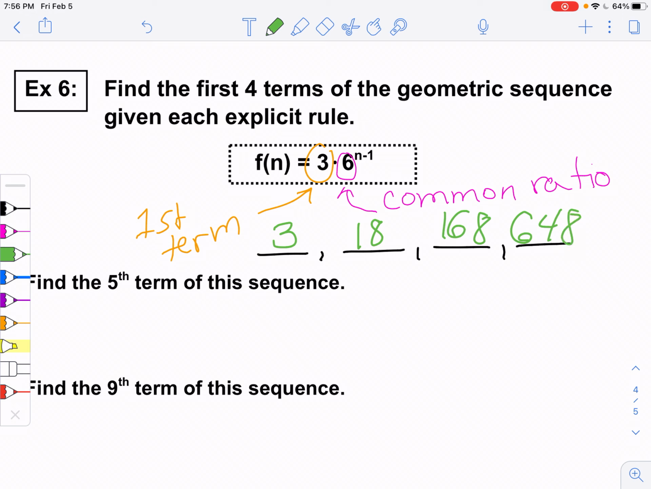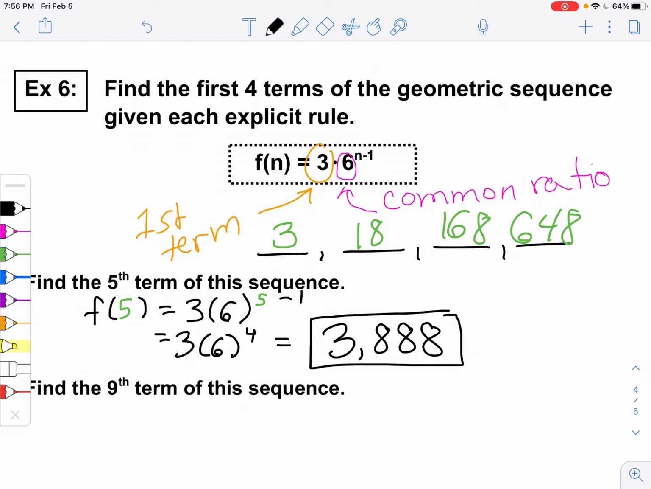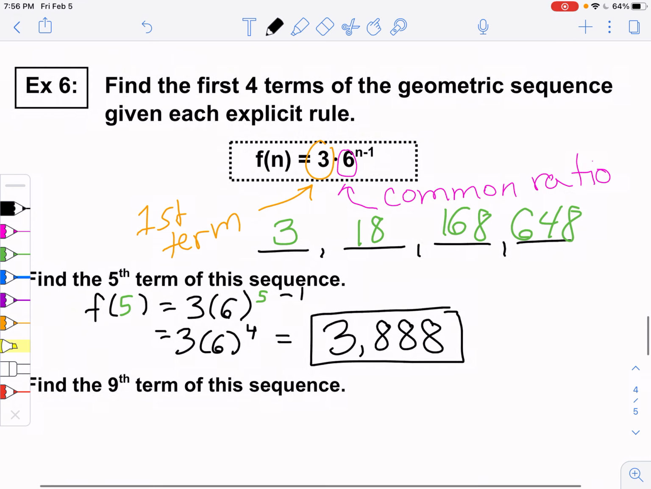And you can of course use a calculator. So to find the fifth term of this sequence, I have f of something equals 3 times 6 to the something minus 1. That n, I'm going to take 5 and plug it in. So essentially I have 3 times 6 4 times, because it's raised to the 4th power. I'm multiplying by 6 4 times. So this is equal, if you use your calculator, to 3,888. Notice how much quicker that was than using the recursive rule. I could, of course, multiply the 648 by 6 as well, but this sometimes is faster.